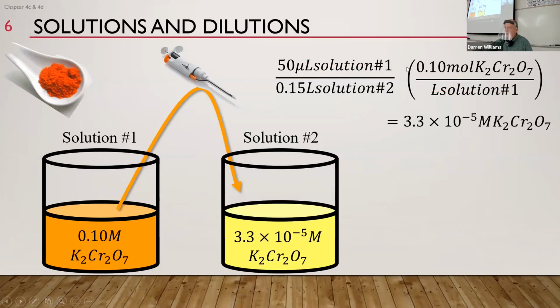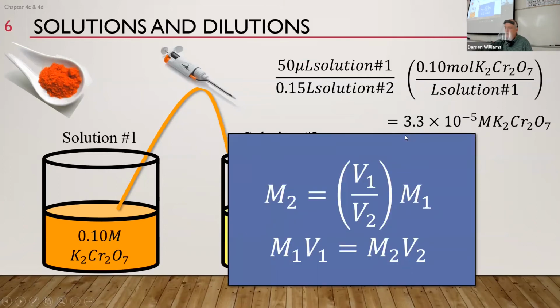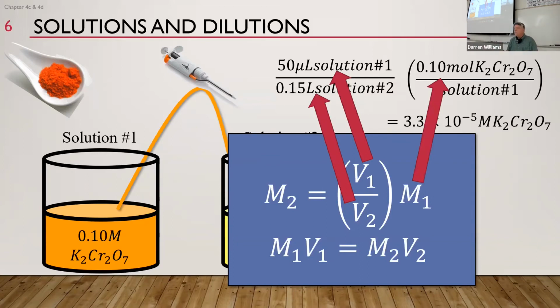And so let's look at the math here, what we've got going on with this dilution. So we calculated a new molarity by essentially dividing the volumes. We had volume 1, volume 2, and then the original concentration. And so this volume 1 was the 50 microliters of the original. Volume 2 was the new volume. And M1 was the original concentration.